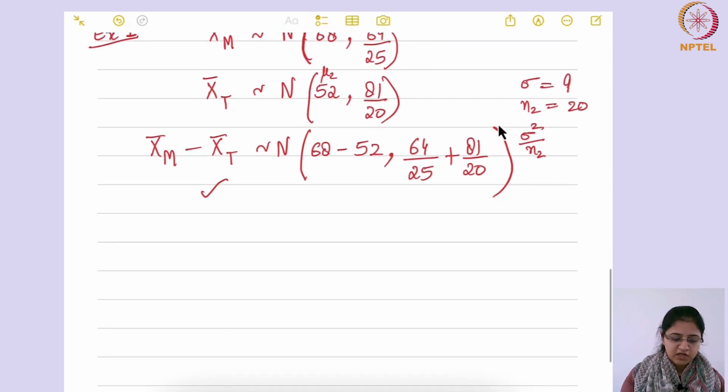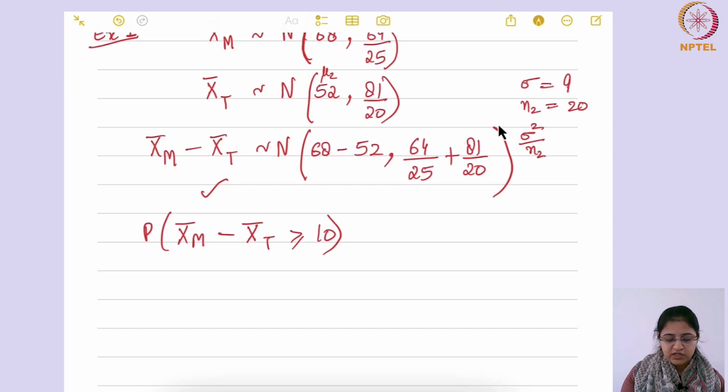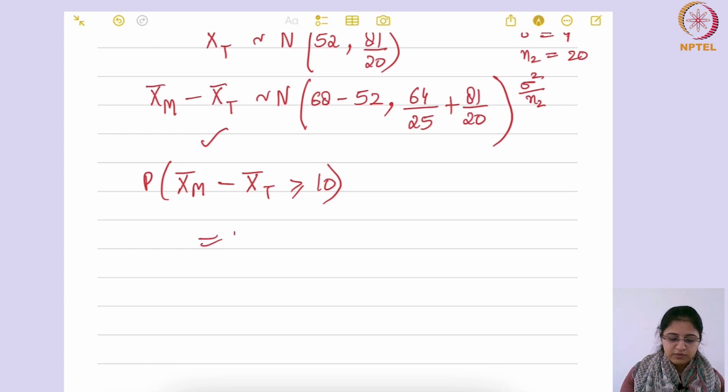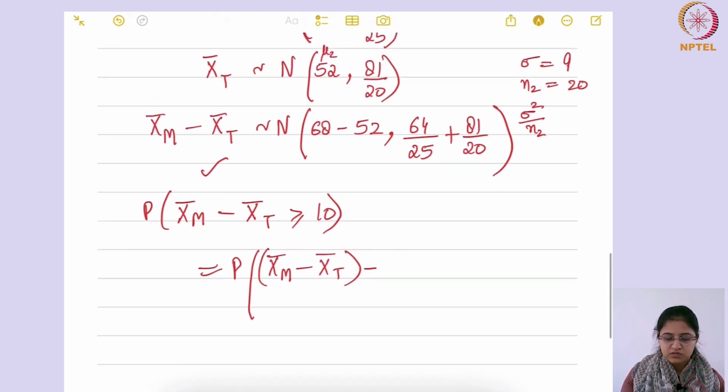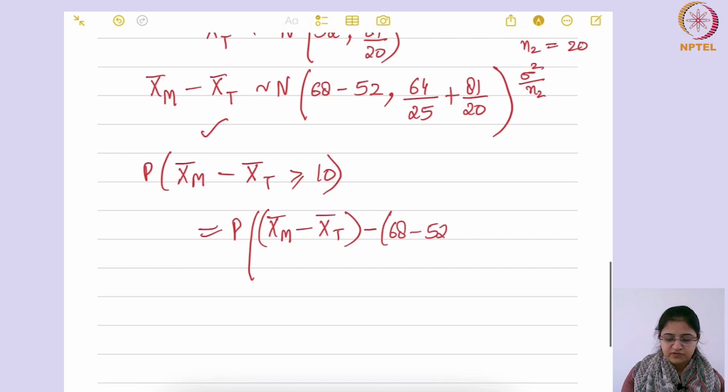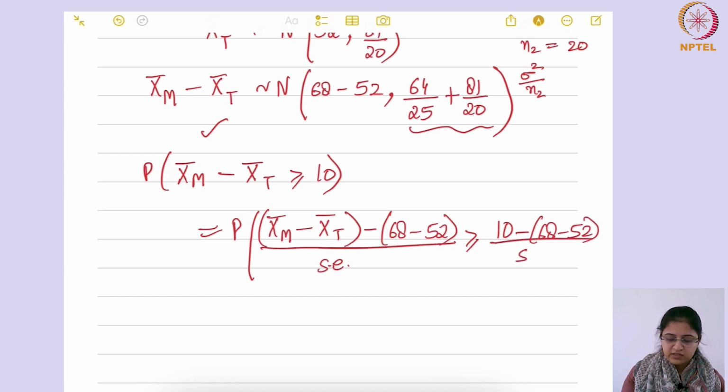Now if you have to further find the probability that this difference is greater than or equal to 10, we know that we can standardize it. So it will be the same as the probability of xm bar minus xt bar, where you subtract the two means, that is 68 minus 52, so 10 minus of 68 minus 52, divided by the standard error that you have.